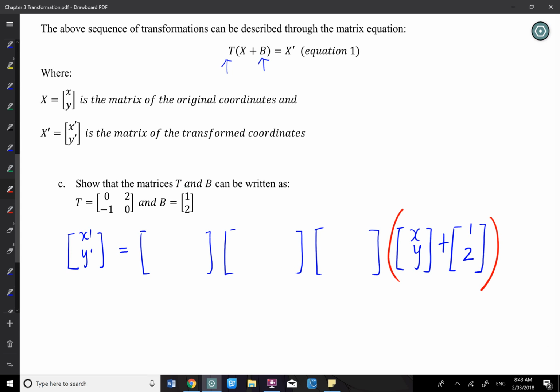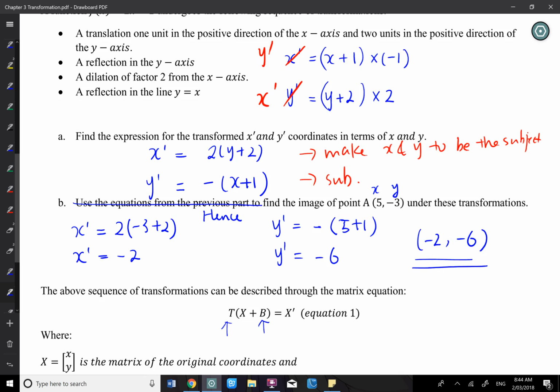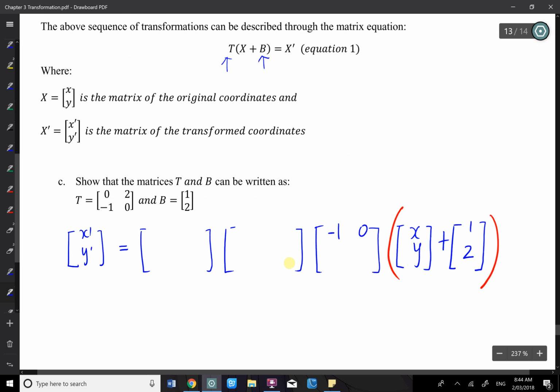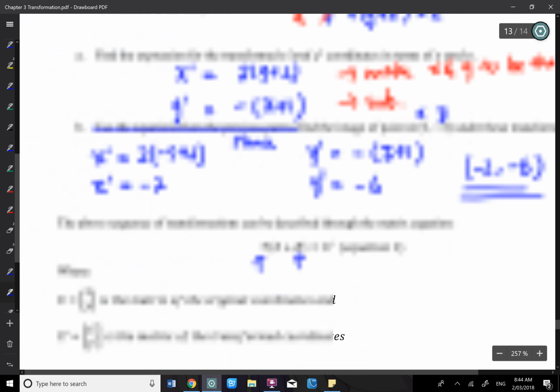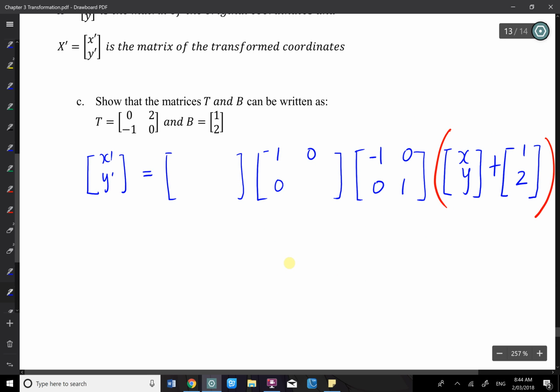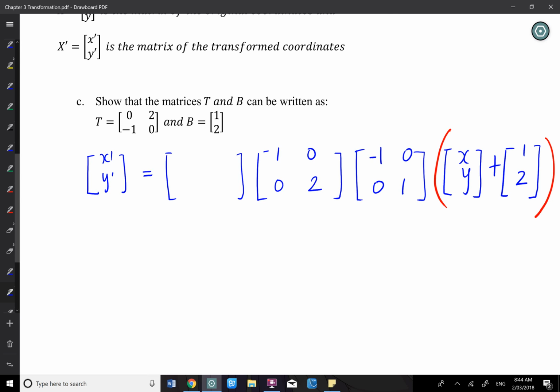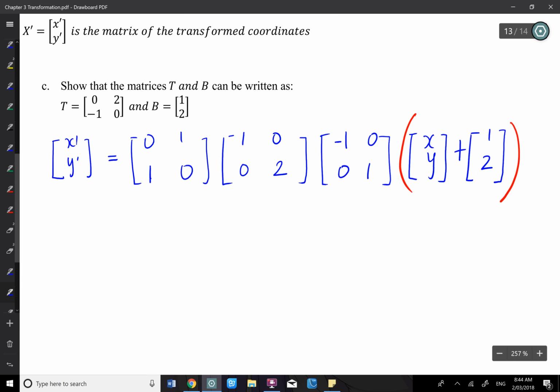Just write your matrix. Next thing is a reflection in the y-axis, which changes the x. I will have this matrix. Next thing is a dilation of 2 from the x-axis, which changes y. And the last one is a reflection in the line y equals x. You will swap the diagonal with the zeros. So I can calculate that.